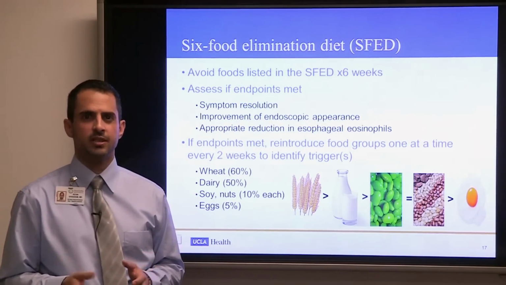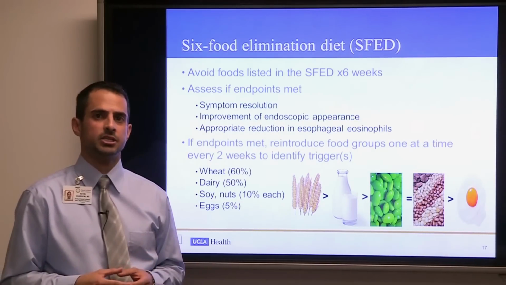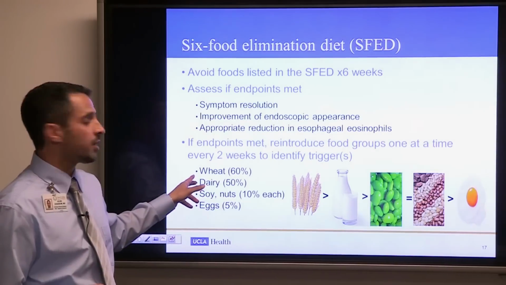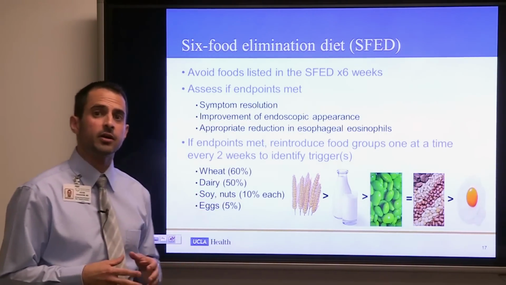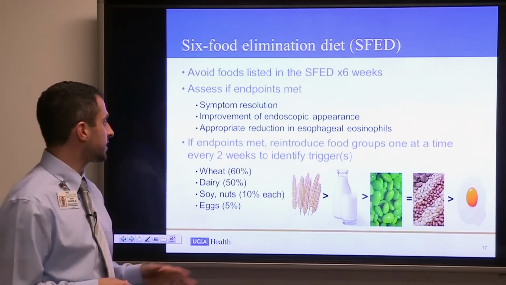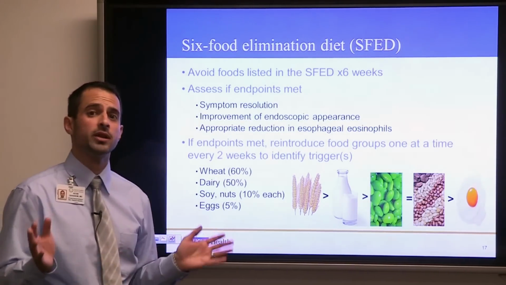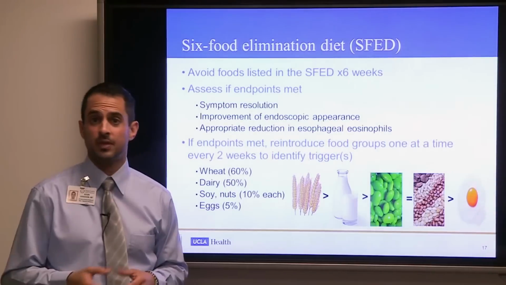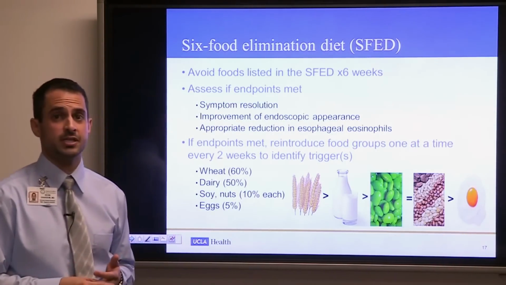And in the landmark study that really made the 6-food elimination diet a good option, they found that wheat was the most common at 60%, dairy was 50%, soy and nuts were 10% each, and then eggs made up about 5%. So actually no one in the study seemed to have a problem with seafood, so maybe it's really only a 5-food elimination diet that was needed.